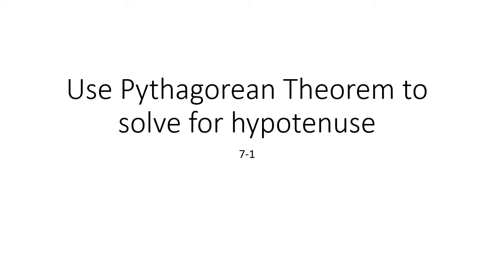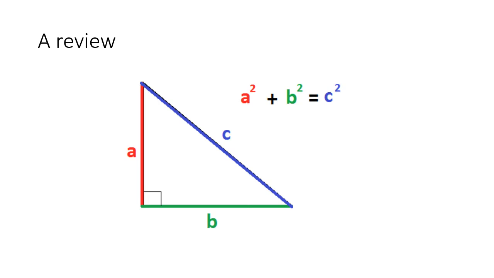Today we are going to be using the Pythagorean theorem to solve for the hypotenuse. Hopefully you watched the video that I posted that's an intro to the Pythagorean theorem so you know what I'm talking about, but just a review. The Pythagorean theorem is a squared plus b squared equals c squared.